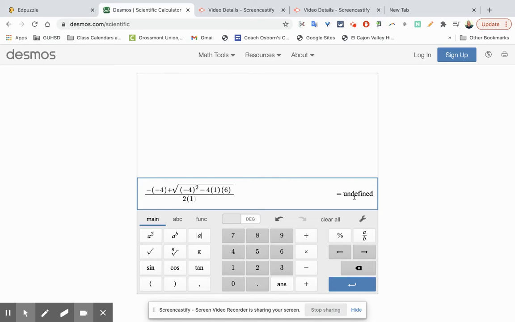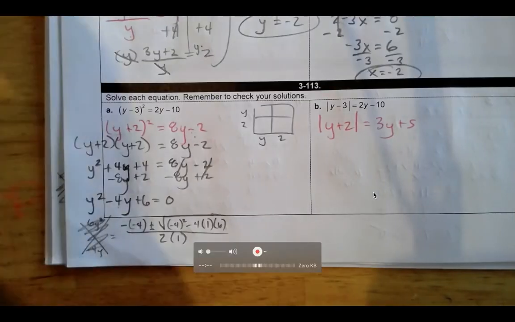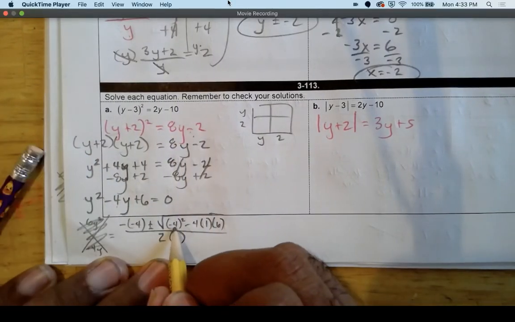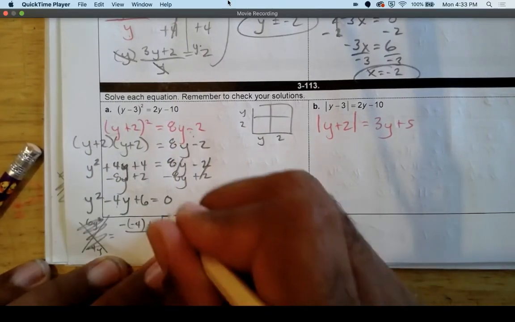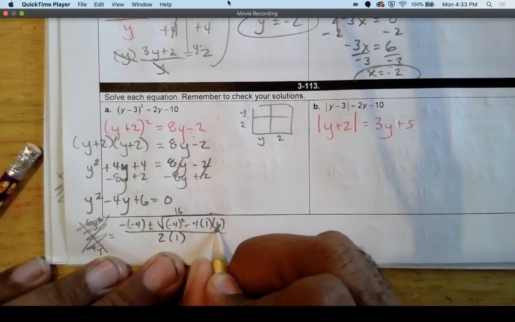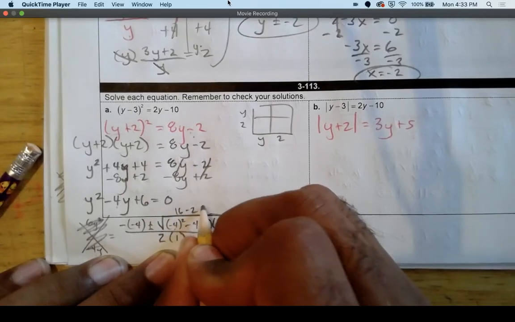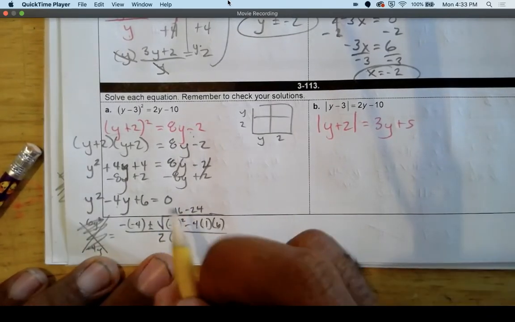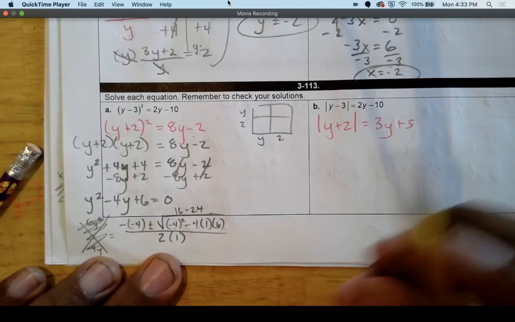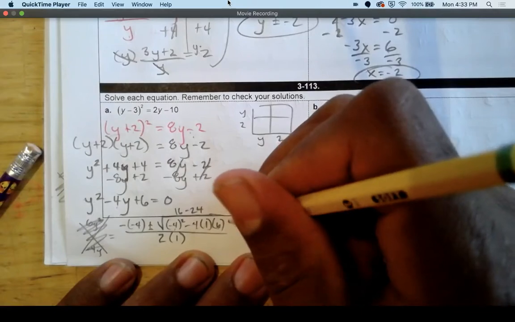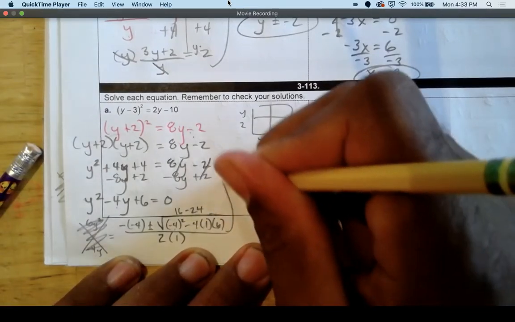Now notice it says undefined. That's an issue. So why did it do that? Well, the reason it did that is because if you look at the inside of the square root right here, if you do -4 squared, it's 16. And then -4 times 1 times 6 is -24. That means you're going to end up with a negative number, which also means imaginary number. So I'm going to have to actually do this by hand because the calculator cannot do that for me.